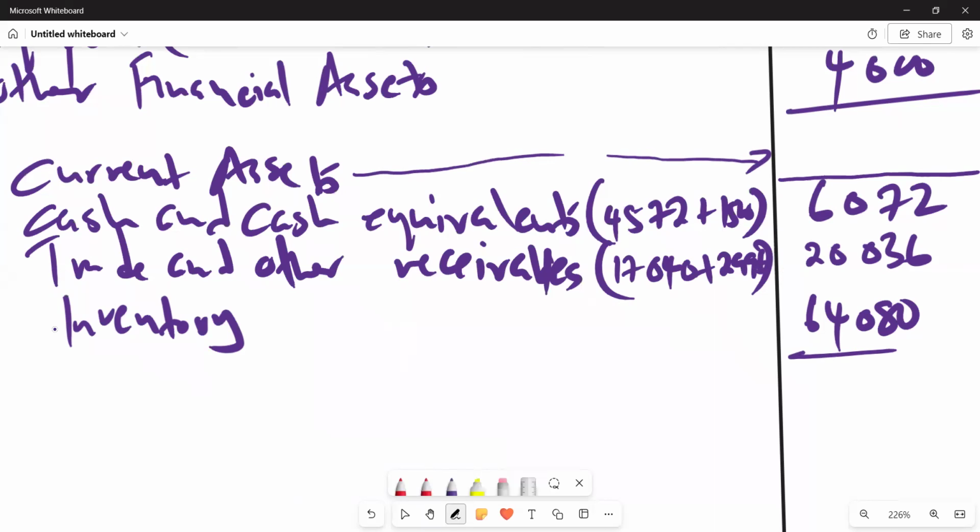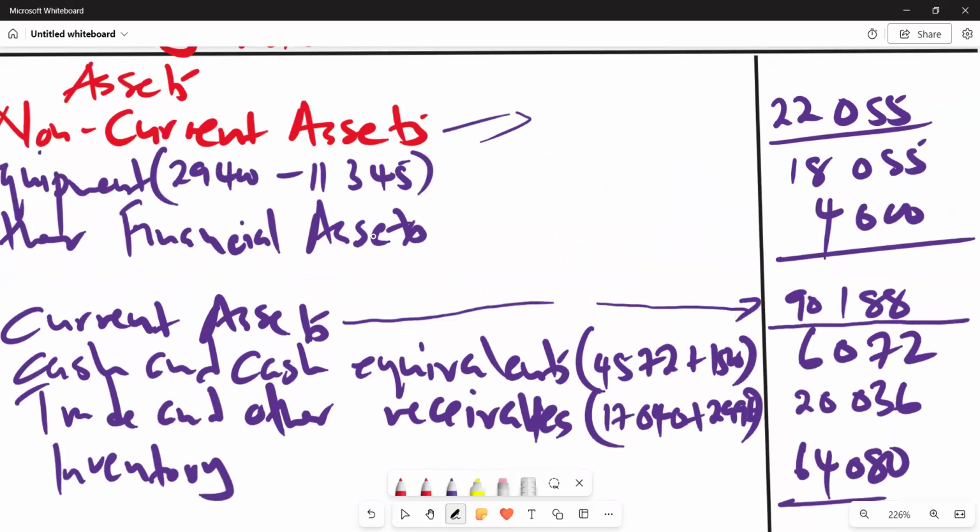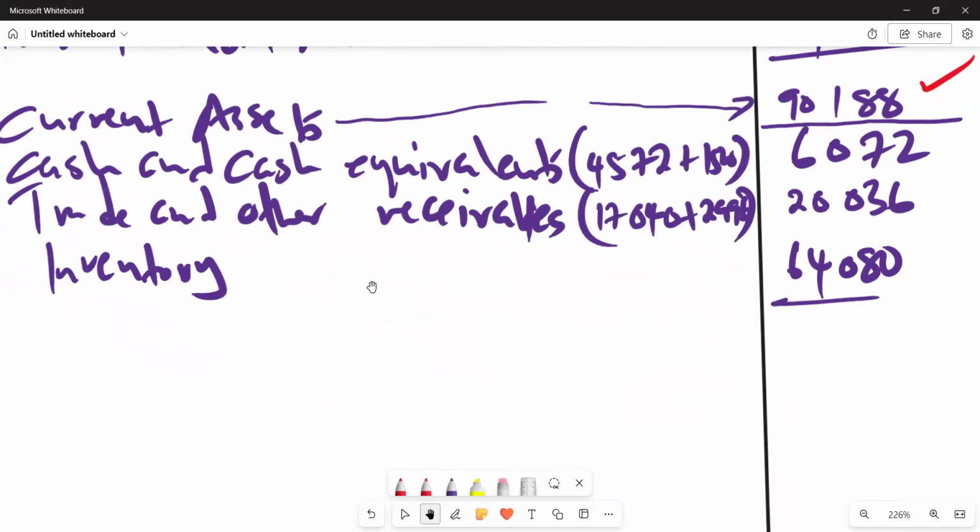90,188. So remember, we are going to add our non-current assets plus our current assets. So let's just try to see. Again, non-current assets, we will put 22,055, then we add 90,188 to get our total assets. So basically we are saying this figure plus this figure. And we see the total that we are going to get there is going to be 112,243. And this is going to be your total assets.